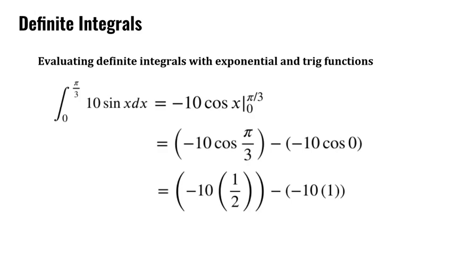It's important to notice here that we can't immediately assume that because the lower limit of integration is 0, the antiderivative will be 0. In this case, the cosine of 0 is 1. Finishing our work, we have a final answer of 5.